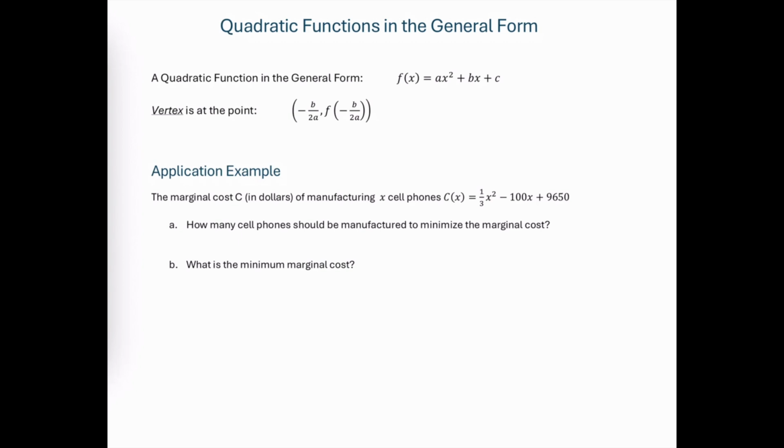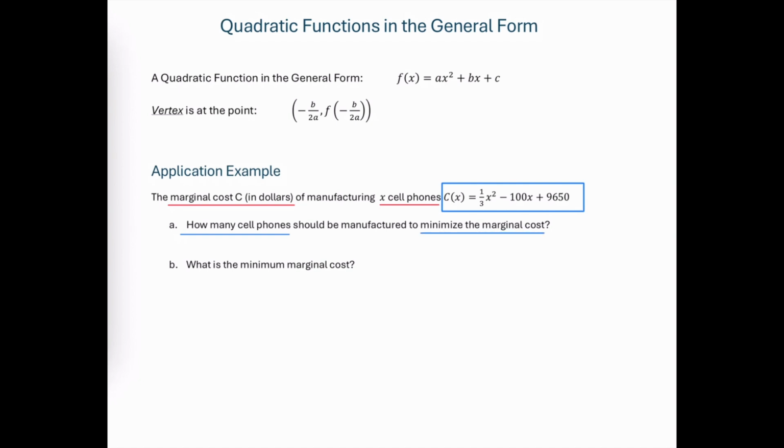This is an application example for a quadratic function in the general form. The marginal cost C, measured in dollars, of manufacturing x cell phones is given by this quadratic function written in the general form. How many cell phones should be manufactured in order to minimize the marginal cost?